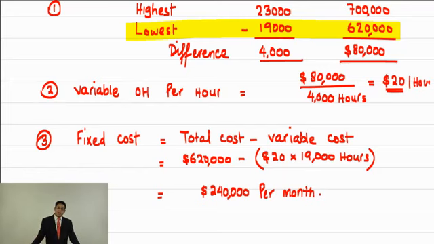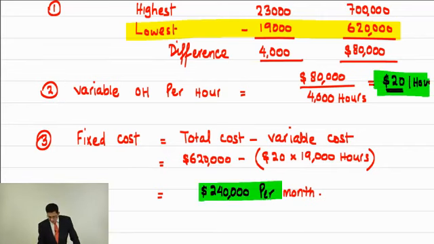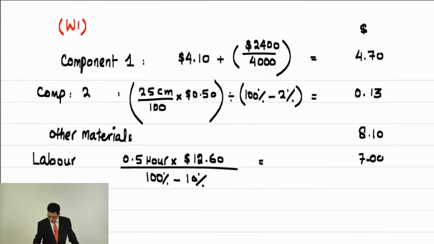Okay, $240,000 per month, because we were using the high-low method on monthly data. If we were applying the high-low method on annual data, it would have been $240,000 per year. Now we've got variable cost of $20 per hour and fixed cost of $240,000 per month. Let's relate this to one radio.